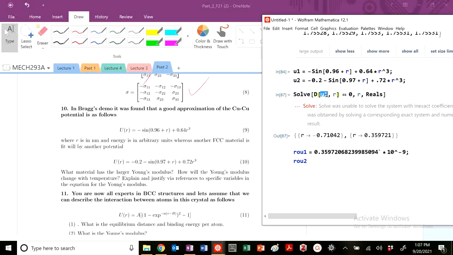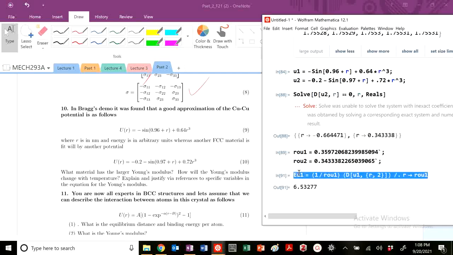I can do the same thing for U2. And then it's 0.43. Actually, I'm going to keep it in nanometers because I need to plug back into my expression. So this is all in nanometers. So my E U1 is going to be equal to 1 divided by R naught U1, and then I'm going to do the second derivative of U1 and plug in R goes to R naught U1. So that's my Young's modulus.